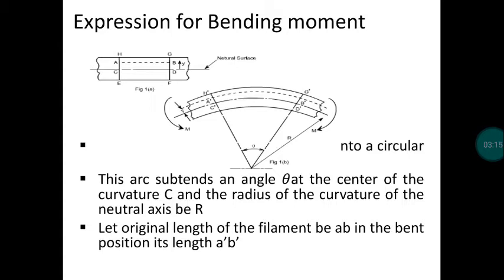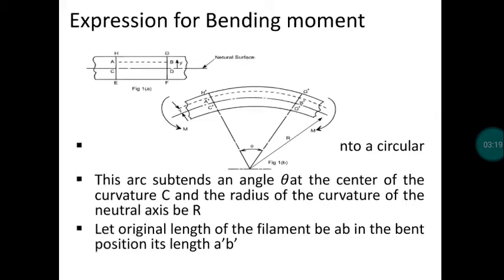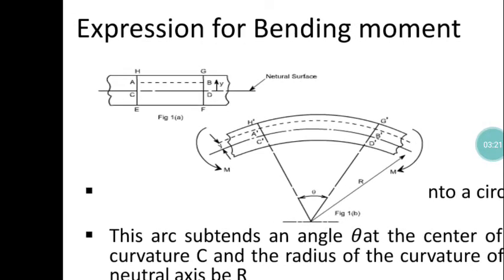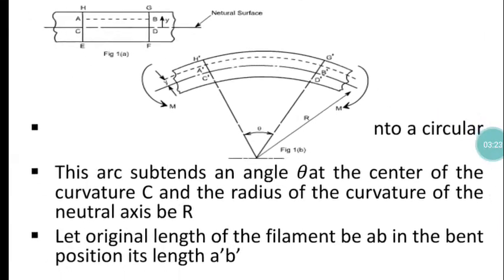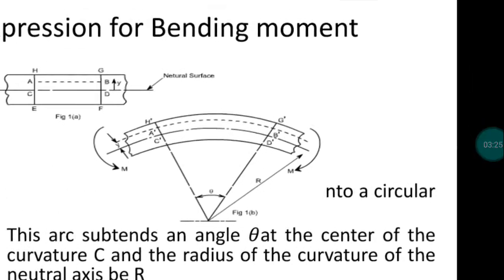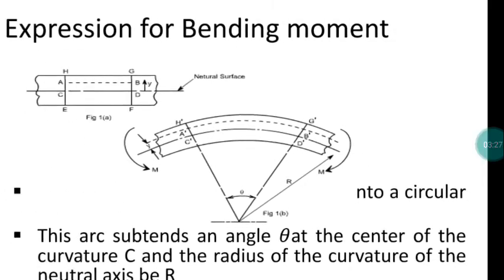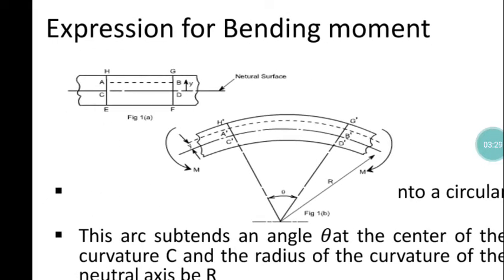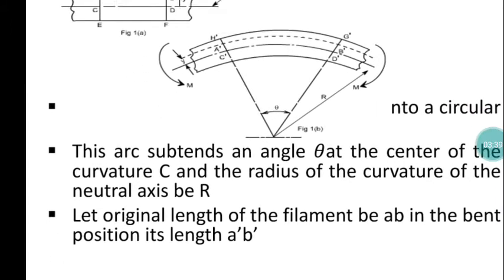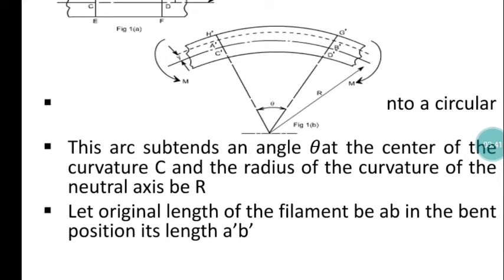An expression for bending moment. Here we have a beam bent into a circular arc. We have the neutral axis, upper layers and lower layers. Here R is the radius of the arc, theta the angle.